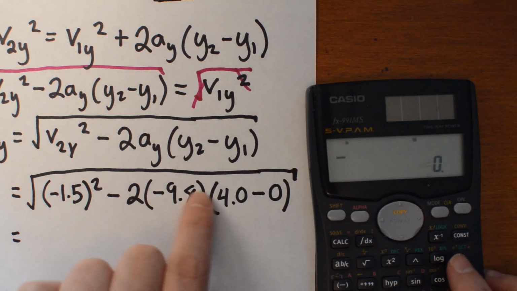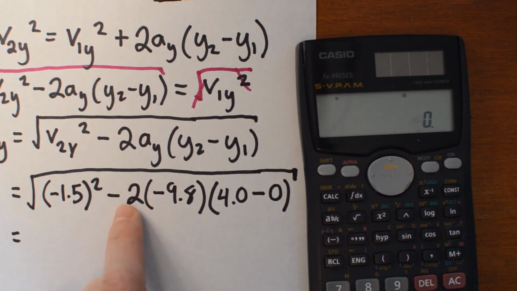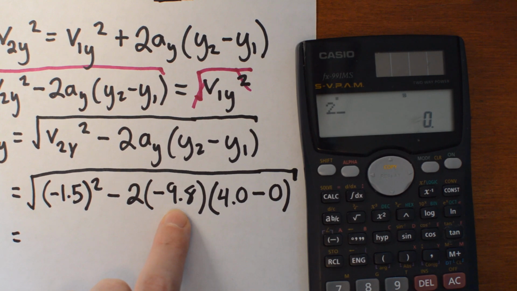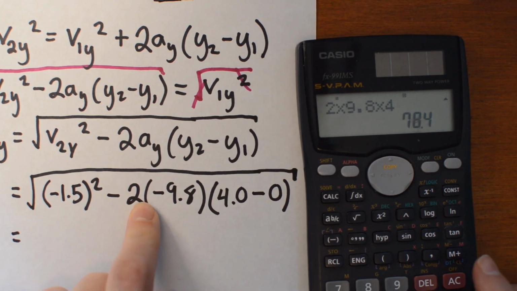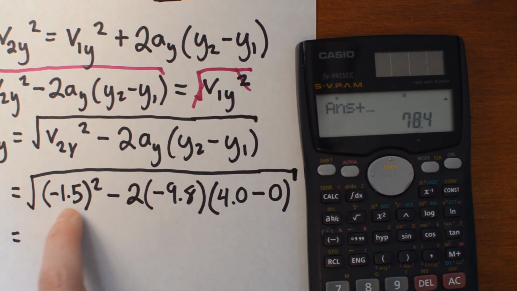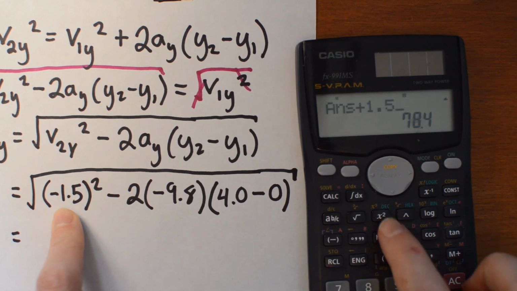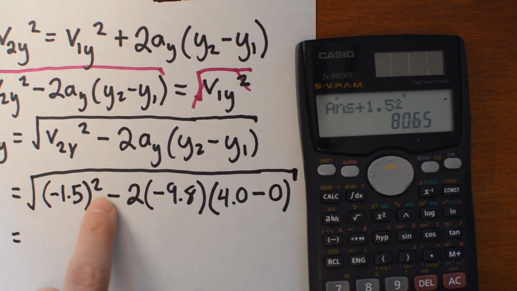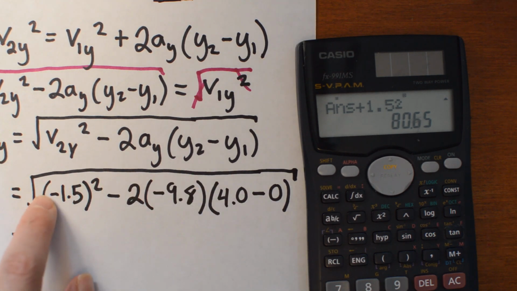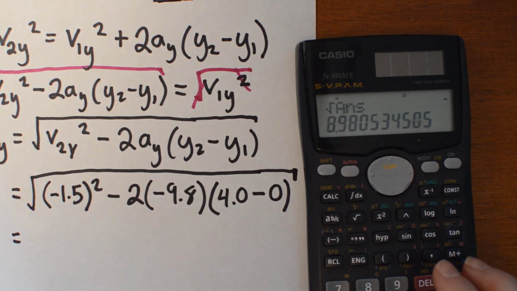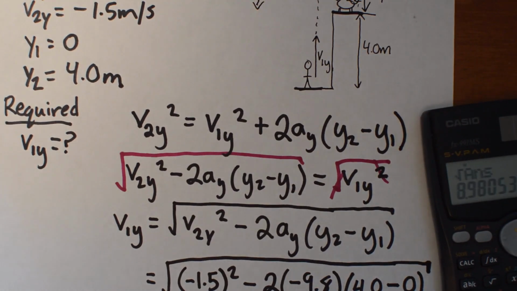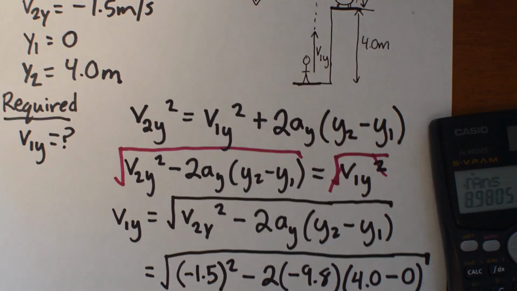So I like to start with this piece. I have my negative 2 times negative 9.8, that's going to be positive, so I might as well just make them positive right away. Times 4 minus 0, just times 4. So this whole term is positive 78.4. That's going to be added to the negative 1.5 squared. I'm not even worrying about putting the negative sign in there just because it happens to be getting squared, so it's going to end up positive. So under my square root altogether, I have 80.65. Just want to square root that, and I get 8.98. Let's take a look at sig figs. I only have 2 sig figs in everything here.